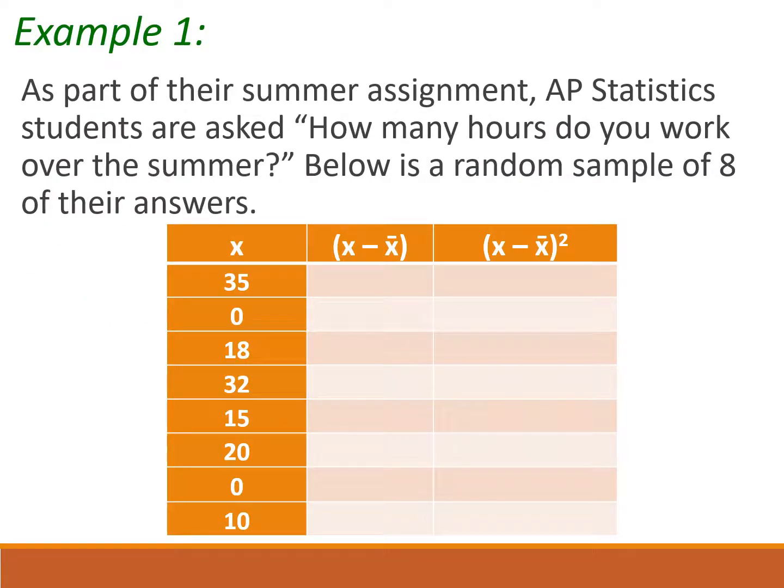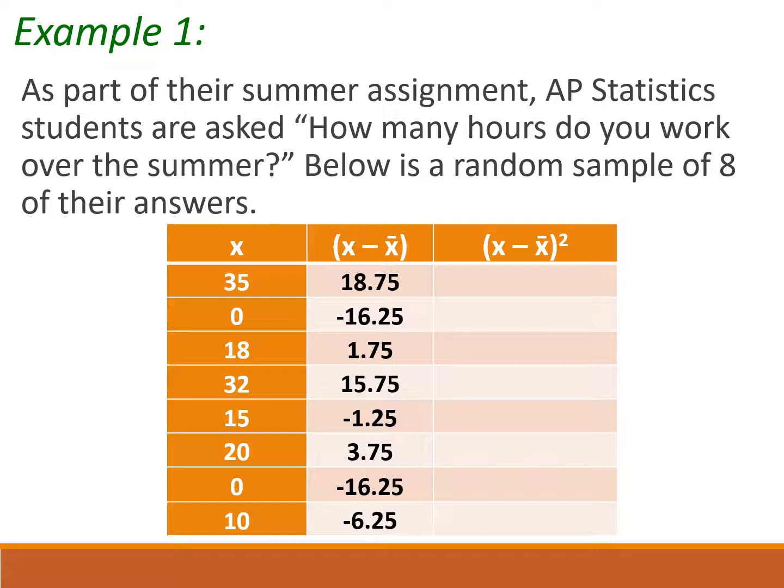So to get a better understanding of what exactly we're finding with standard deviation, let's do an example by hand. In this example, we have a sample of 8 AP Statistics students who are asked the question, how many hours do you work over the summer? The values they reported are listed here, and the first step is to find the mean. This is a sample, so we're using x bar to denote the mean. If we add all of these values up, we have 130, and we divide that by how many there are, in this case, 8. That gives us a mean of 16.25.